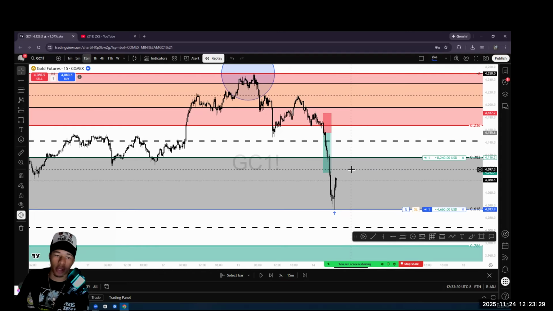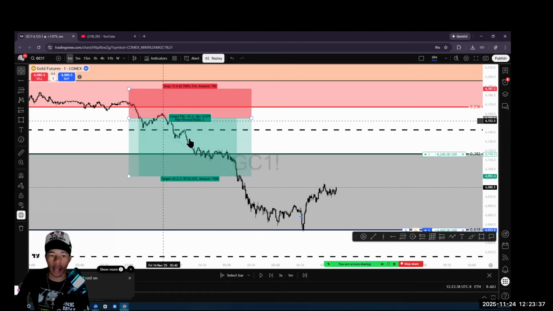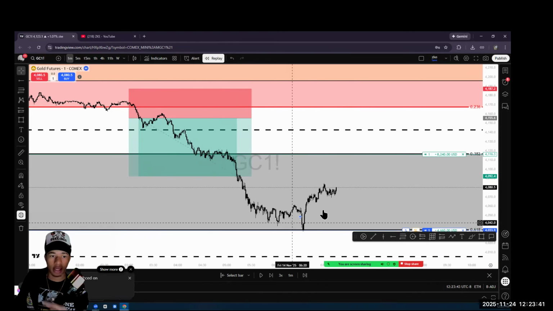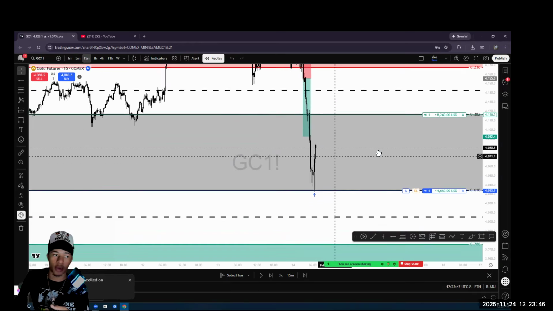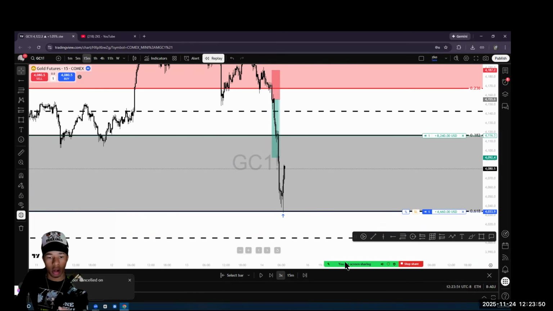Why am I targeting the 382? Because the 382 never got retested. Yeah, technically it did on the 1 minute time frame, but it never got retested. This was one execution, this was the second execution. This was one leg to the downside, second leg to the upside. It never got retested. So that's where we're taking it up to.